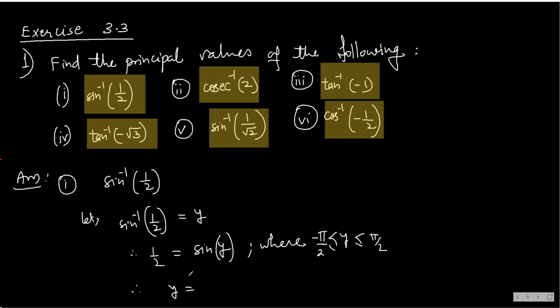Therefore y equals pi by 6. Come on, you know sine y is 1 by 2, so y has to be pi by 6. This we have been doing for the last 3-4 years. Sine of y is 1 by 2. What should y be? y should be 30 degrees, that is pi by 6. So I got y as pi by 6. And y we had assumed to be sine inverse of 1 by 2. So this implies sine inverse of 1 by 2 is pi by 6.